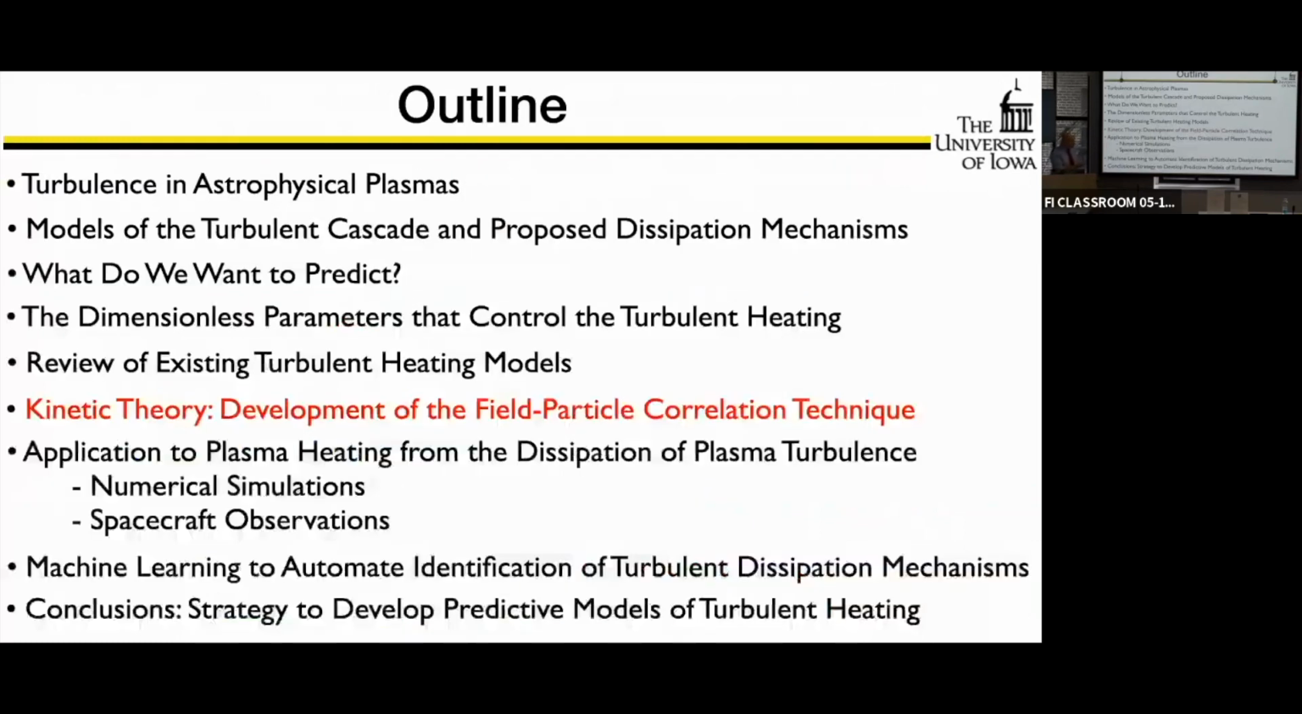So for the next 20 minutes or so, I'm going to cover this technique, which is derived from kinetic plasma theory, and then show its application to actual turbulent systems, both simulations and spacecraft observations.